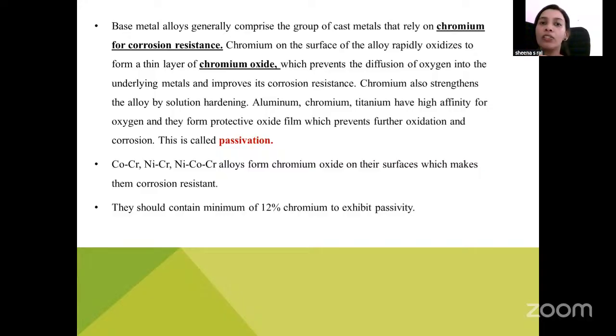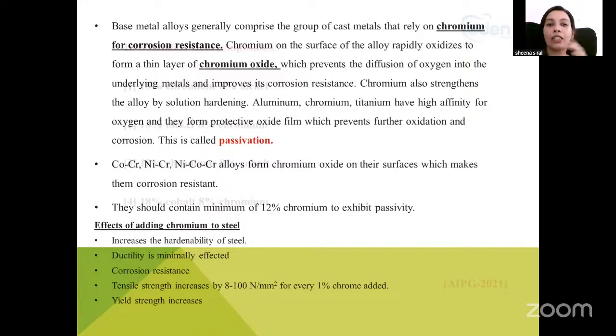This process is called the passivation method. Very important, passivation method. Chromium oxide forms a layer which prevents further corrosion, and passivation is very important. It is often attained by adding 12% of chromium especially. It can range from 12 to 30%. At least 12% of chromium should be there.